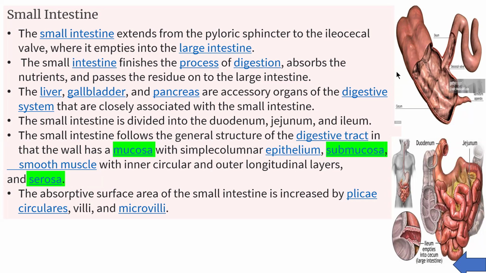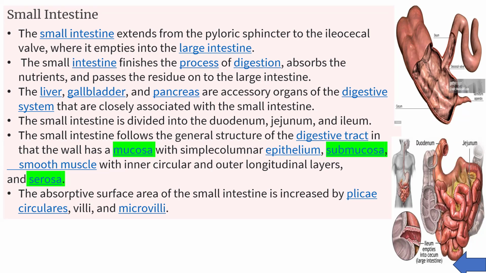So the small intestine is divided into three parts: duodenum, jejunum, and ileum. An image of the ileocecal valve is given, where it empties into the large intestine. So the small intestine extends from the pyloric sphincter, present between the stomach and small intestine, to the ileocecal valve, where it empties into the large intestine.